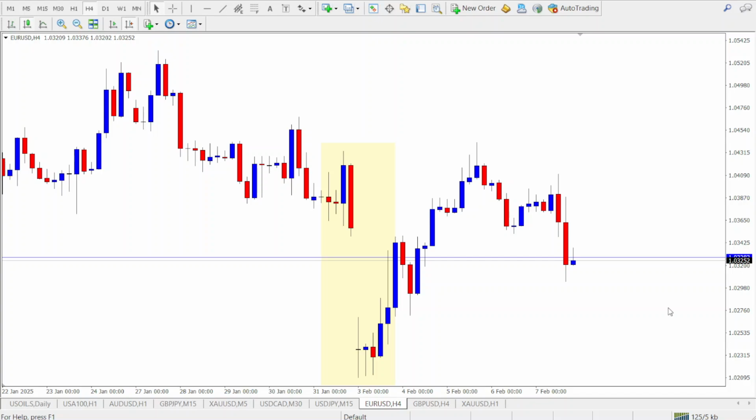In this video, we're going to be breaking down gap fill trading strategies: why gaps happen, how to trade them, and the best ways to avoid false signals. Whether you are a day trader or swing trader, mastering gap trading can give you a major edge. Stay till the end because I'll share a key trick that can help you filter out false gaps and improve your accuracy.